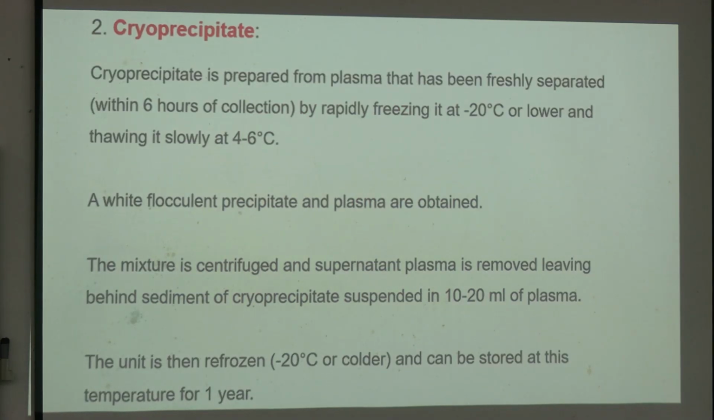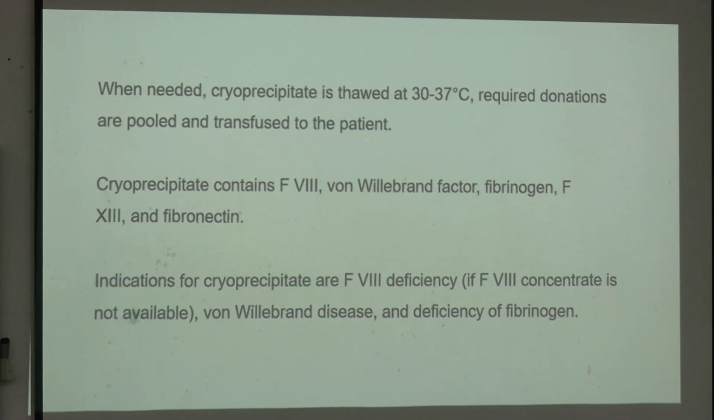Cryoprecipitate is prepared from plasma that has been freshly separated by rapidly freezing it at minus 20 degrees. The temperature is important, minus 20 degrees centigrade, and a white flocculent precipitate and plasma is obtained. This unit is then refrozen and it can be stored for 1 year. When needed, cryoprecipitate is thawed at 30 to 37 degrees centigrade and transfused to the patient.